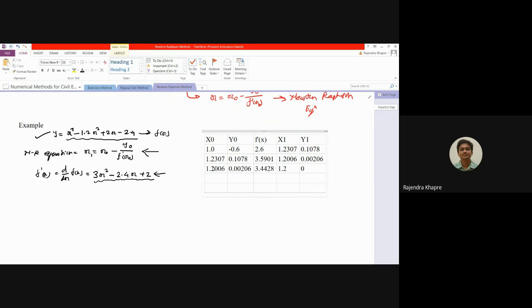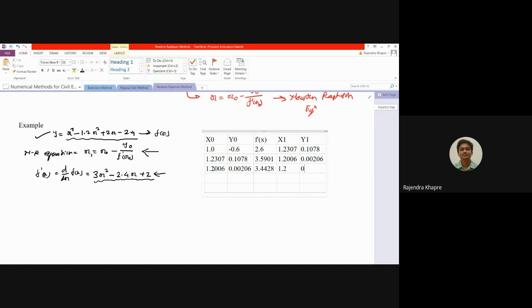Yes, sir. Okay, good. So now you can see, since the y value is 0, we have actually found out the correct root. So this is the final root, this is the final answer, and we have just obtained this in just 3 iterations. No more iterations are needed.